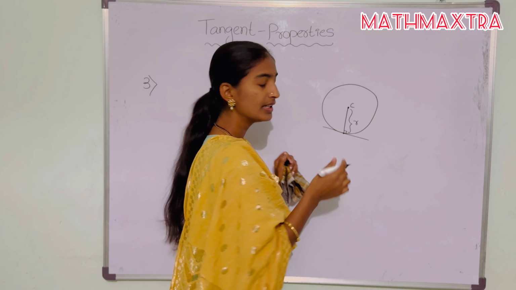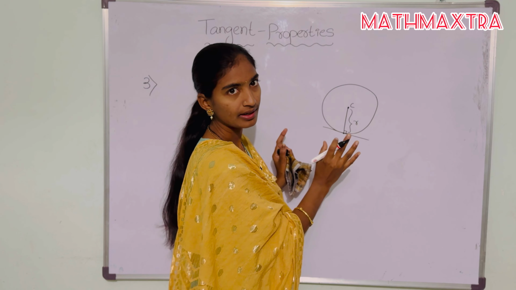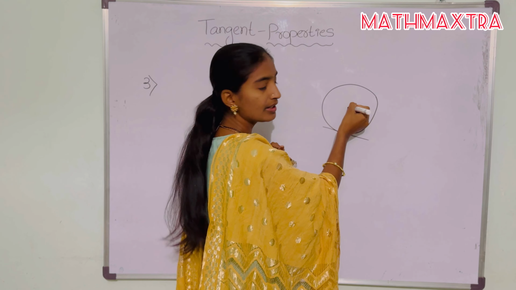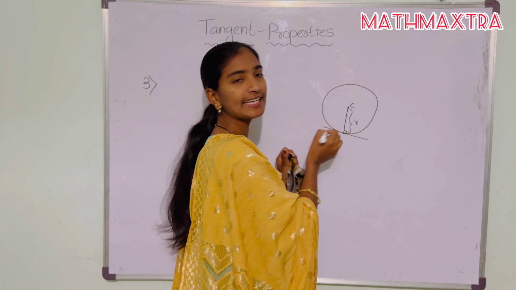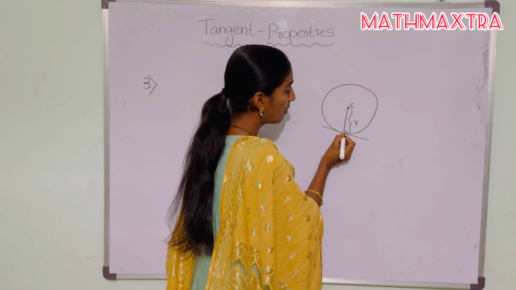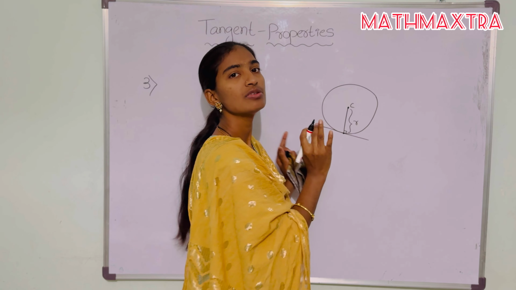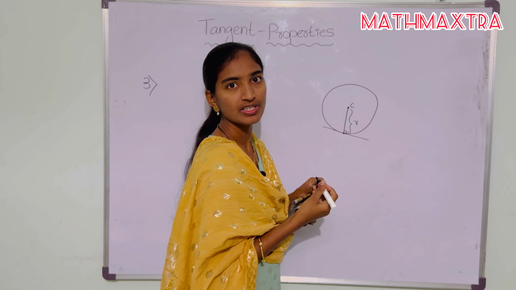Did you understand? If you draw a perpendicular from the center of the circle to any tangent, meaning to the point of contact, this perpendicular distance is always equal to the radius of the circle.